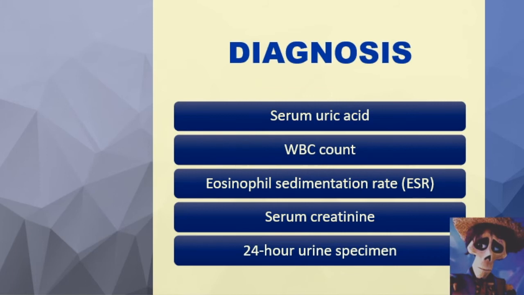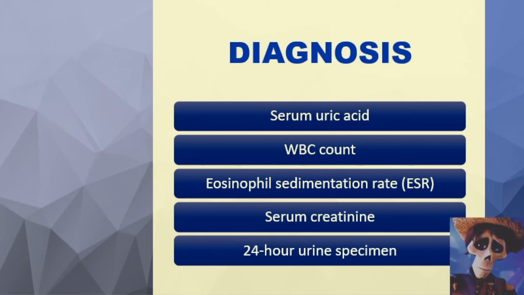So what are the diagnostics? Okay, the diagnostic tests being used. You'd expect your uric acid to be elevated. Of course, that's our main problem. The WBC count is also expected to be elevated. Your erythrocyte sedimentation rate, because we're talking about inflammatory processes, is also expected to be increased.